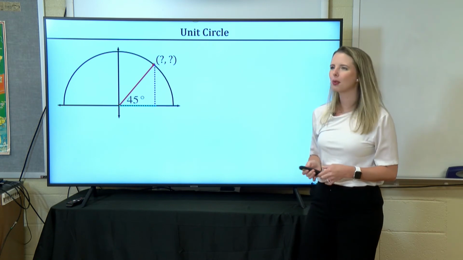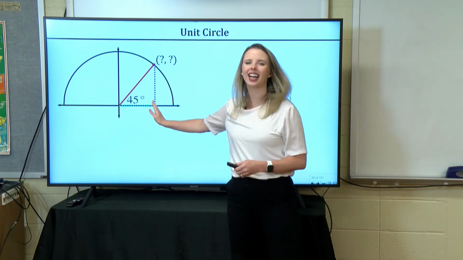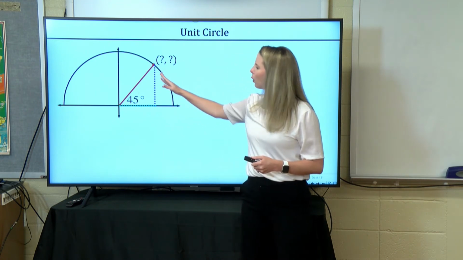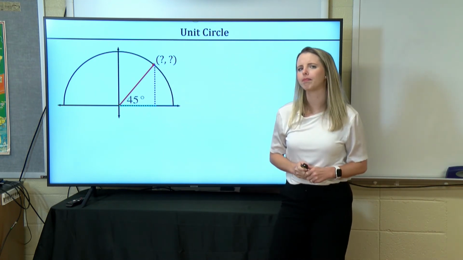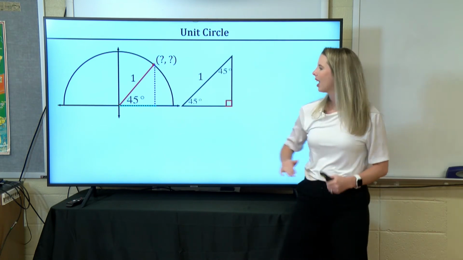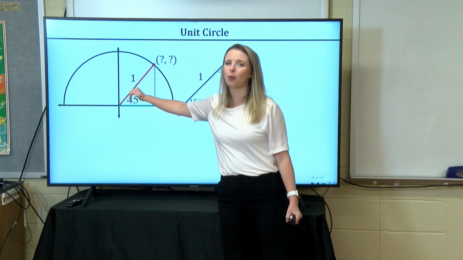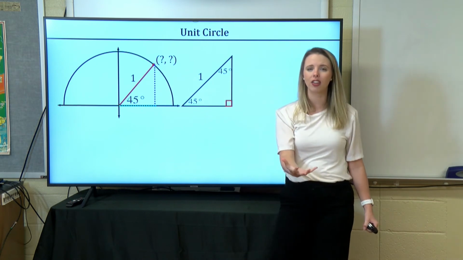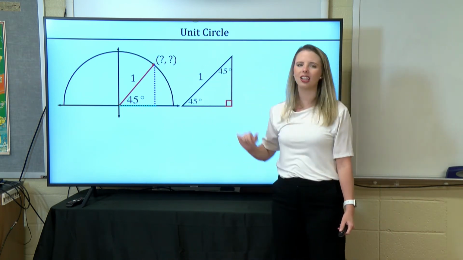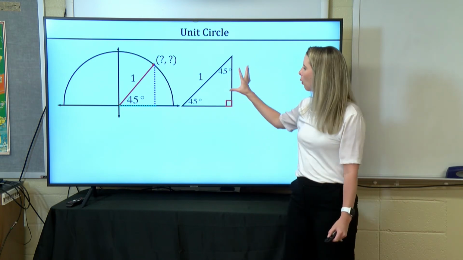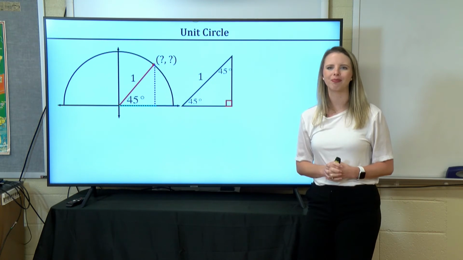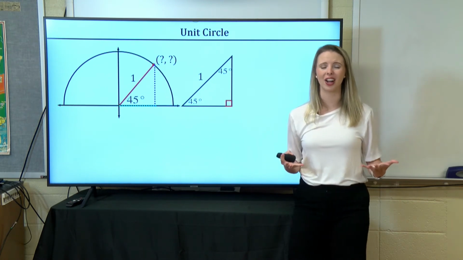Okay, so if we pull out this triangle, we know that there's a 90-degree angle here and a 45-degree angle. What kind of angle is left at the top? Another 45-degree angle, right? We know that this red line is our radius, and in our definition of the unit circle, we knew that radius was 1. So we know that our hypotenuse is 1. What kind of triangle is this, other than a 45, 45, 90 triangle? It's an isosceles triangle, right?